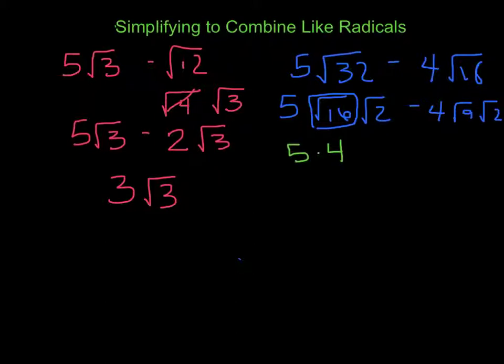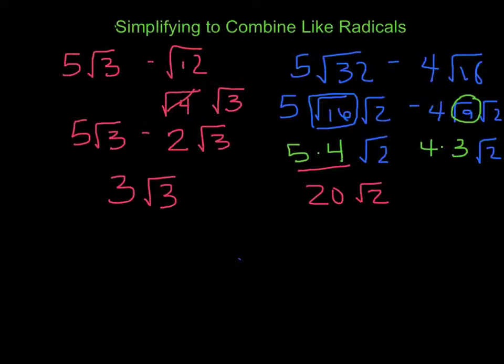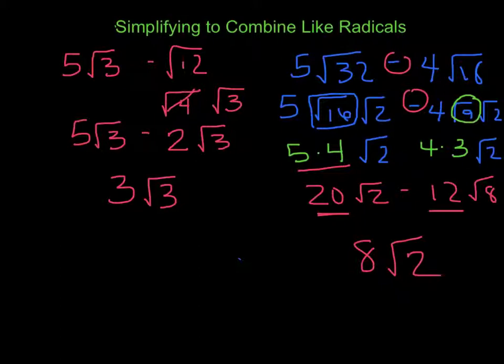I can take radical 16, and I know that the square root of 16 is 4. So really what I have is 5 times 4 times my radical 2, which is irrational. I can't really break that down any further. And then if I look at my square root of 9, that would be 4 times the square root of 9, which is 3, times radical 2. So this then is 20 radical 2 minus, don't forget what operation you're doing, 12 radical 2. So all I have to do is subtract my coefficients and I get 8 radical 2. And that is your simplified version.